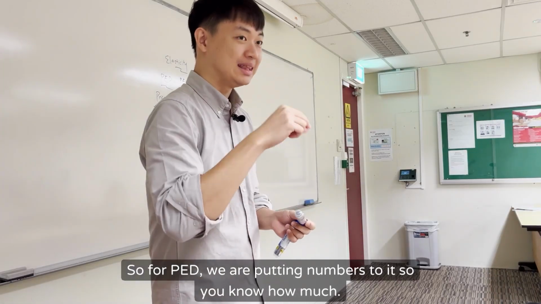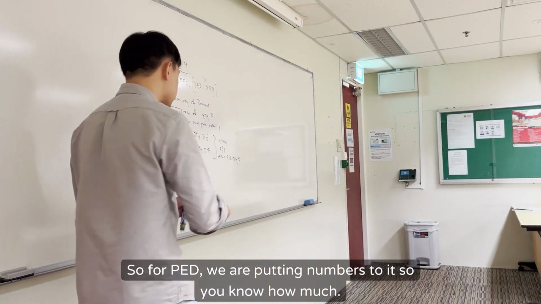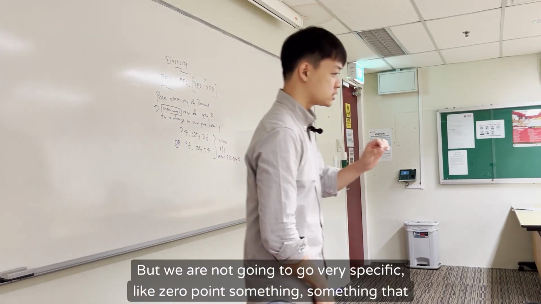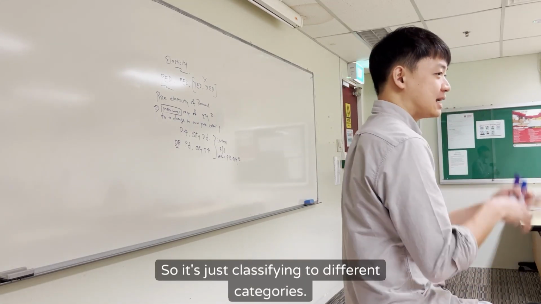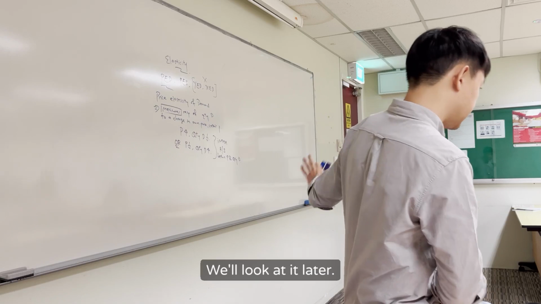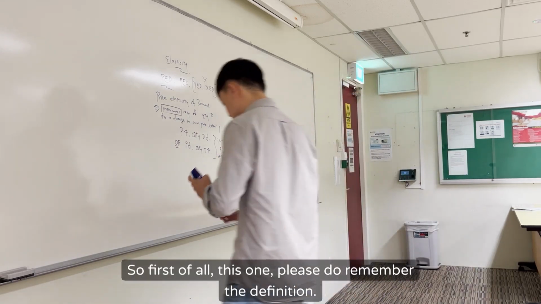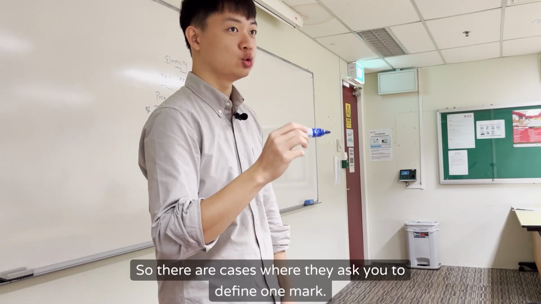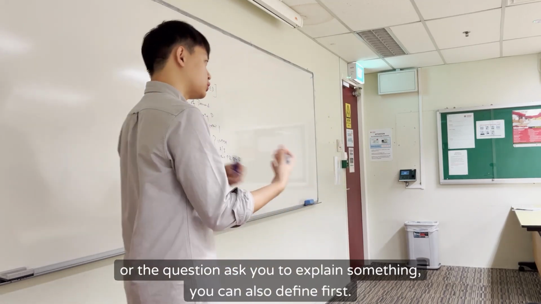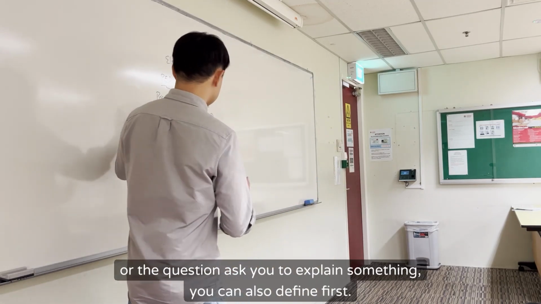So for PED, we are putting numbers to it, so you know how much. But we are not going to go very specific, like 0 point something, that kind, right? So it's just classifying to different categories. So look at it later. So first of all, this one, please do remember the definition. So there are cases where they ask you to define for 1 mark, or the question asks you to explain something, you can also define first.